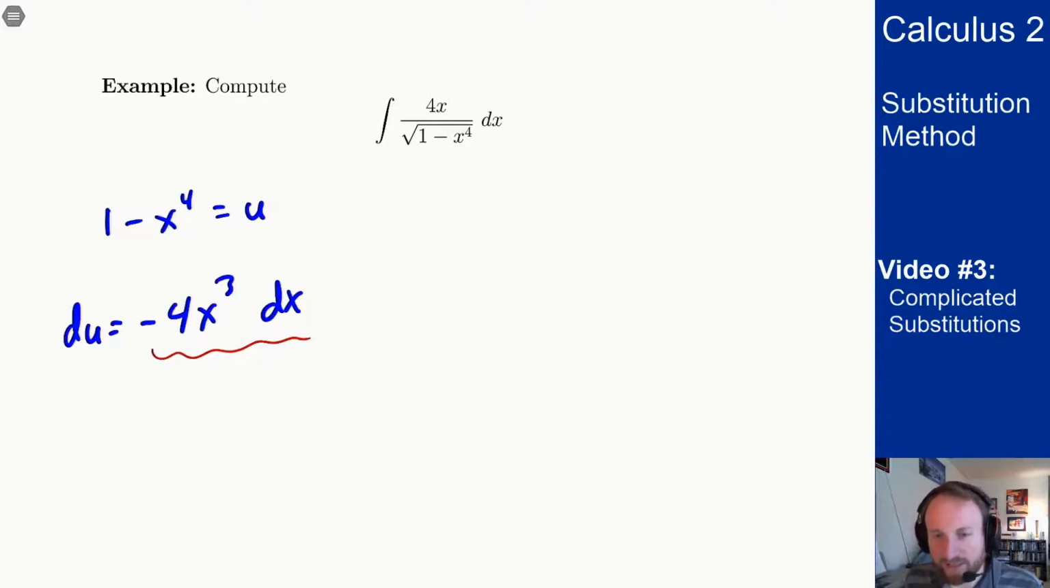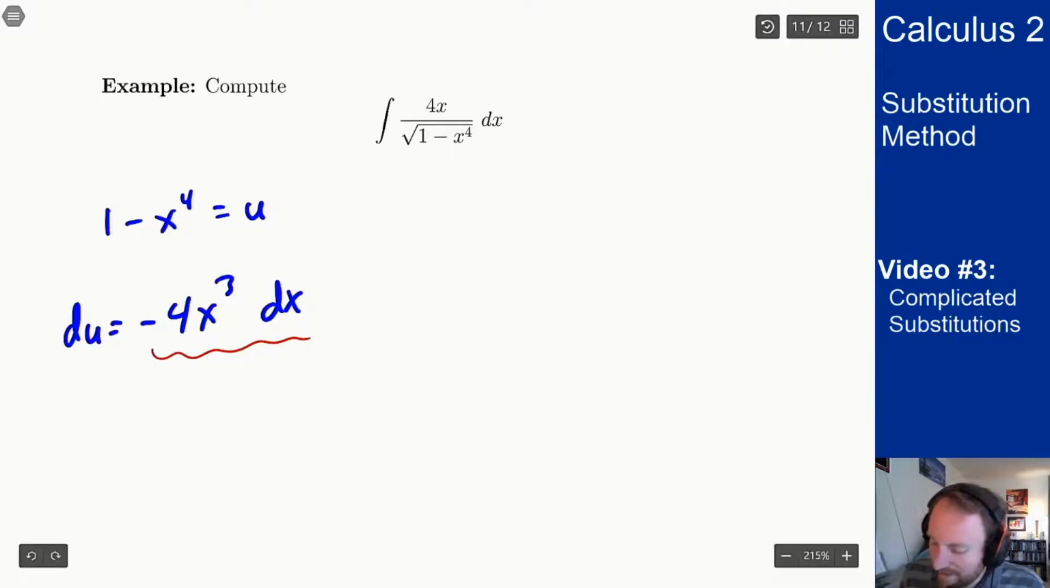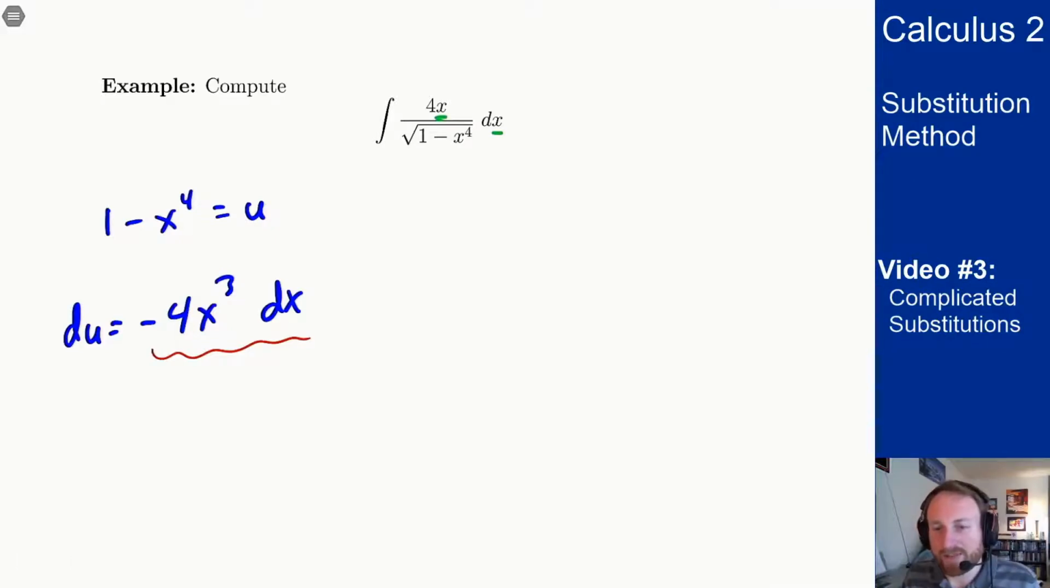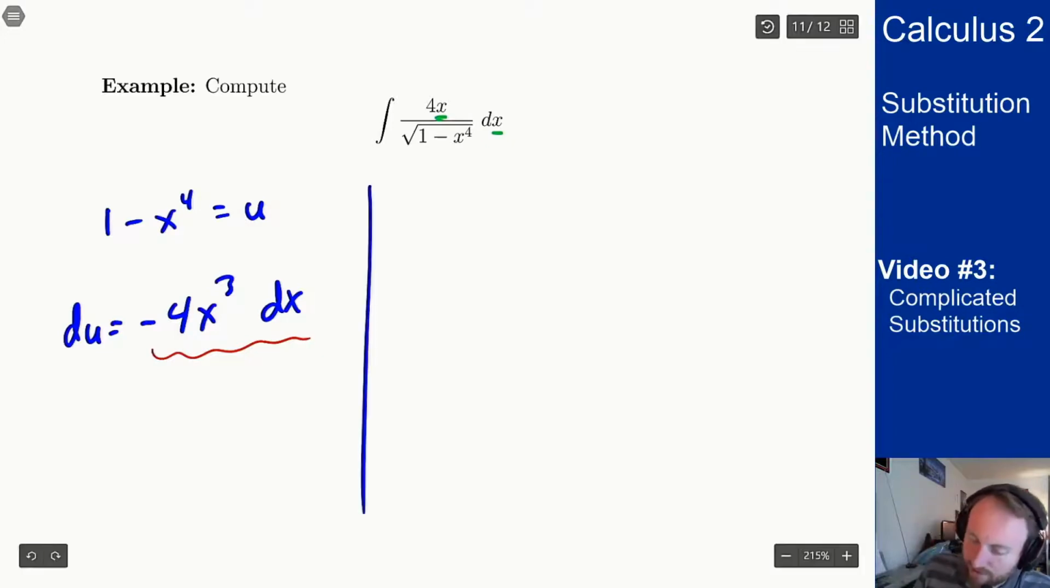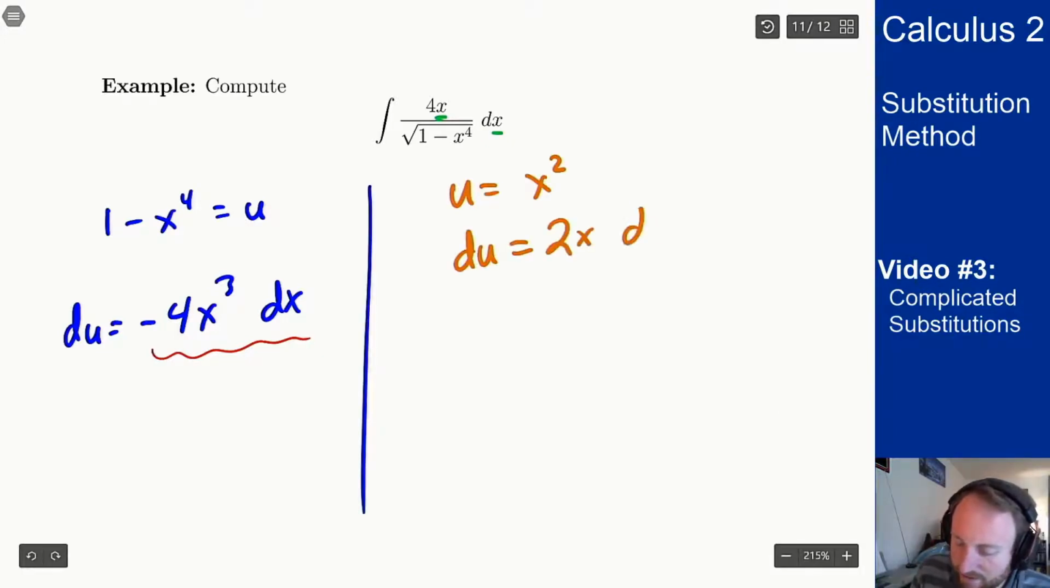Well, let's look for the du as motivation. And what I see up top here is an x times a dx. So what that indicates is maybe I should try making an x squared my u and see where that gets me. So let's try u equals x squared, du equals 2x dx.